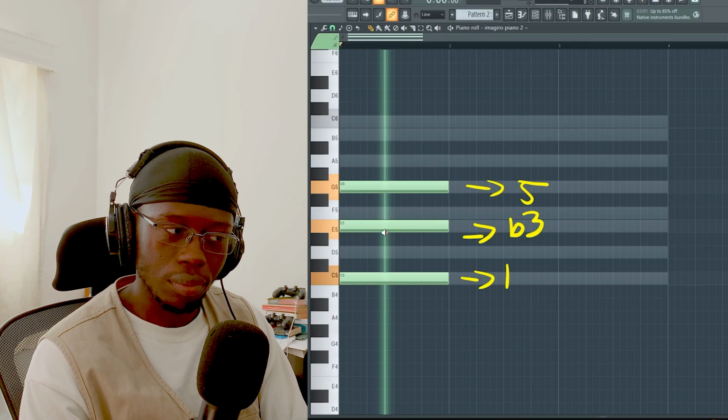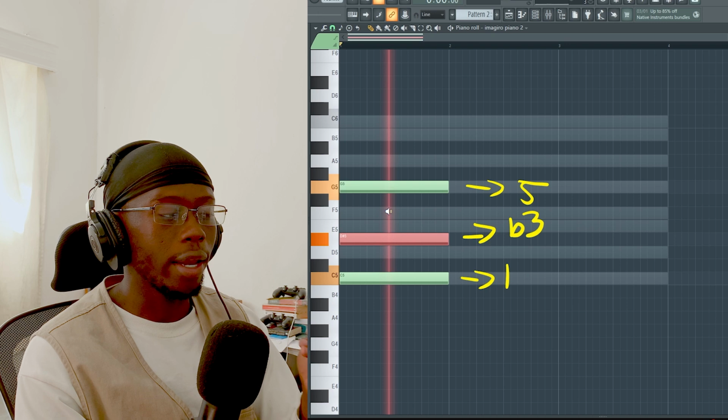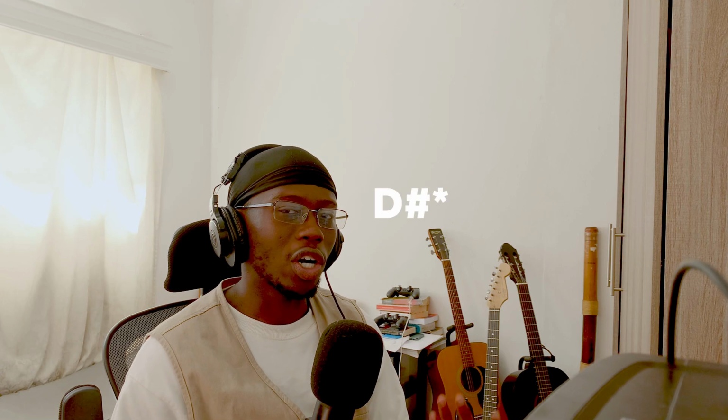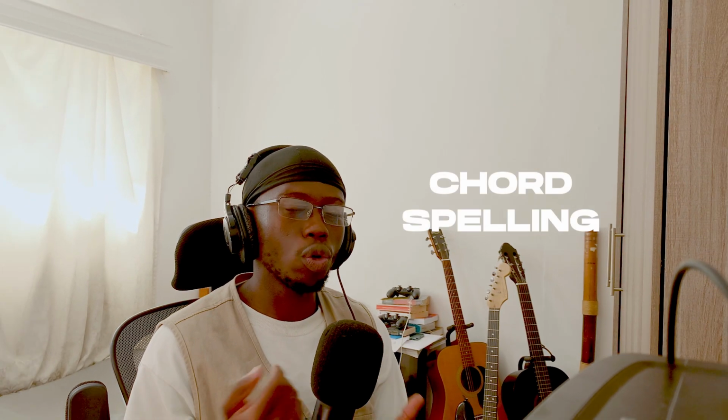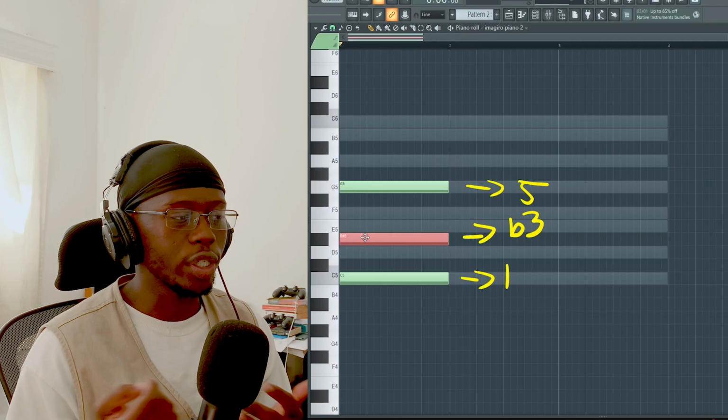Now, this is where I have a little problem with DAWs. Because when I take the C major and turn it into a C minor, so I flat the 3, right? It turns the E into a D sharp. Now, there's no problem calling it D sharp. It's not that deep. But in the long term, it's really advisable to know how to spell chords. It will make it so much easier to understand chord progressions and how notes relate to each other.